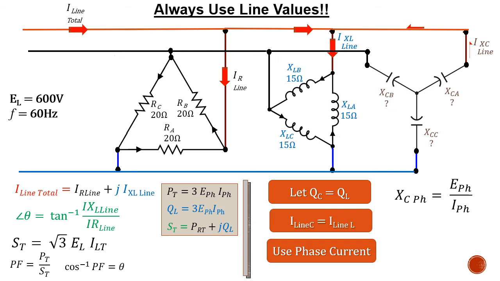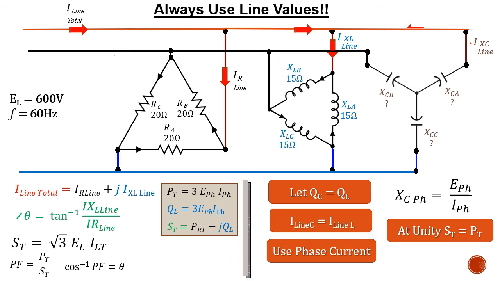Using our phase current for our capacitive network, we could then calculate our capacitive reactance per phase. And make sure you use the phase current when you do that, and you use the phase voltage. Just as before, we had to find the phase current first because our ohmic values are always given per phase. So when you calculate XC per phase, use E phase over I phase, adjusting the current if it's a delta and adjusting the voltage if it's a Y.